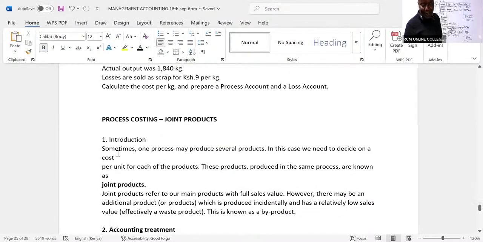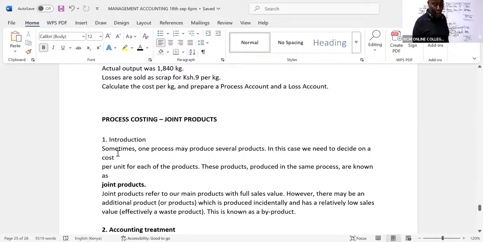I'm pushing this syllabus in a very, very excellent way. Process costing, joint products. After joint products, next week, then we shall be, not next week, but this week, we shall be able to finish with closing work in progress and opening work in progress.